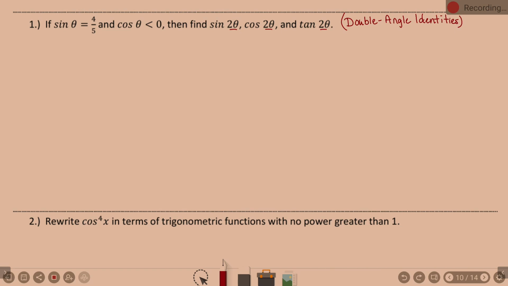Sine is... Think SOHCAHTOA. A triangle. Opposite. Okay. Sine is opposite over hypotenuse.